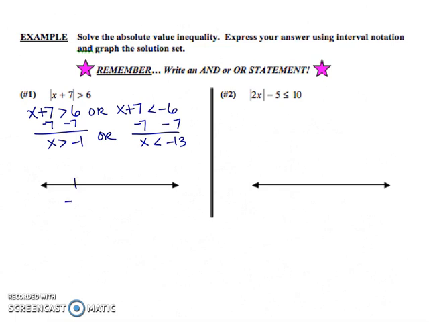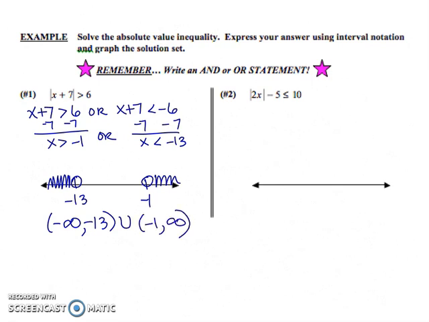Graphically, negative 13 would go on the left on a number line, and negative 1 would go on the right. Remember, smaller numbers on the left, bigger numbers on the right. Based on our symbol, these are going to be open circles. Ors always shade on the ends. So this would have to be a union of two intervals. If we were going to write this in interval notation, our solution would be negative infinity, comma, negative 13, union, negative 1, comma, infinity.